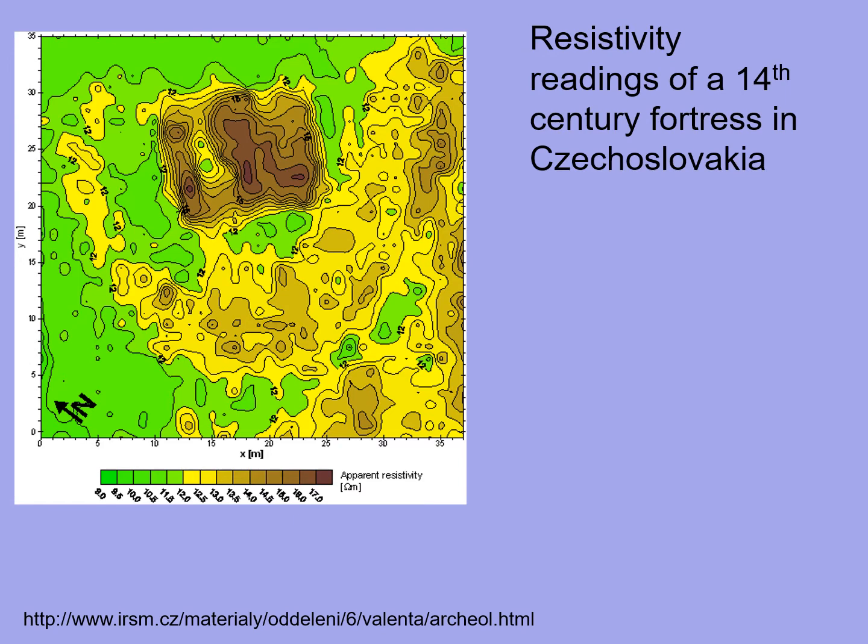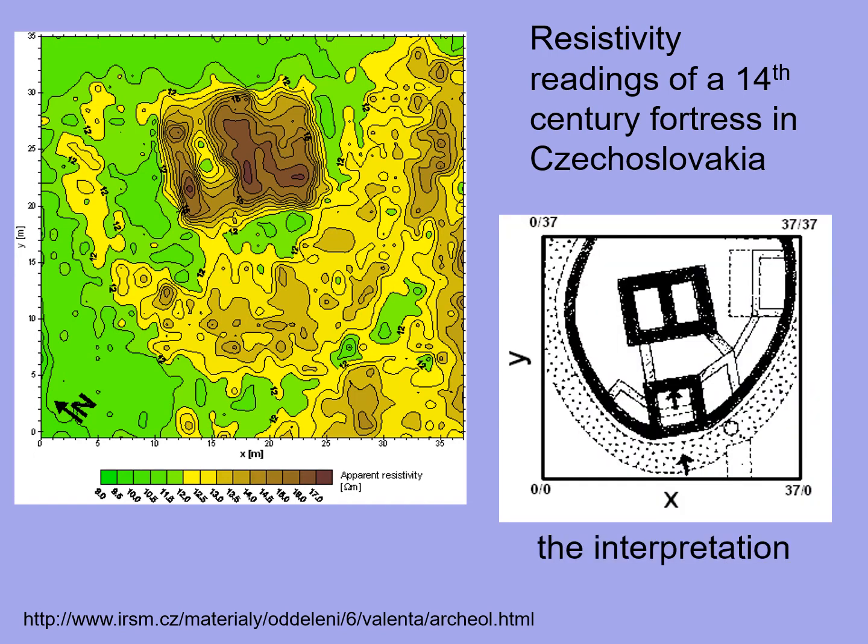Here are resistivity readings of a 14th century fortress in Czechoslovakia. The brown have high resistivity, and the green have low resistivity. And here's the interpretation, showing walls and buildings in a moat.